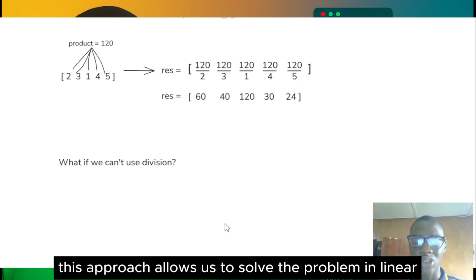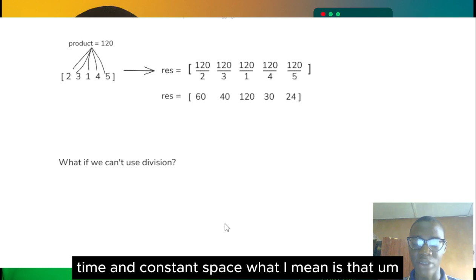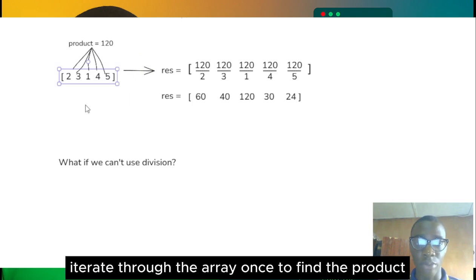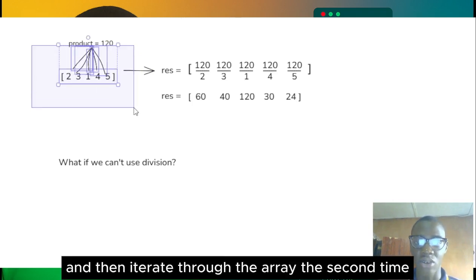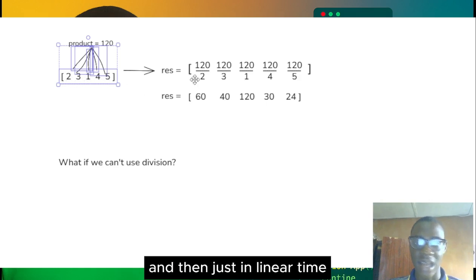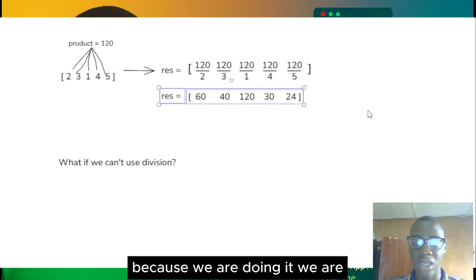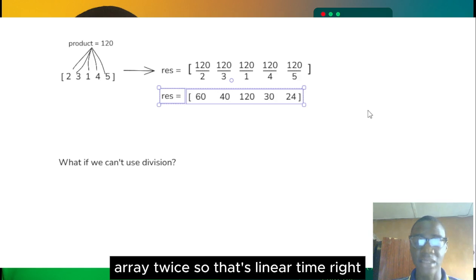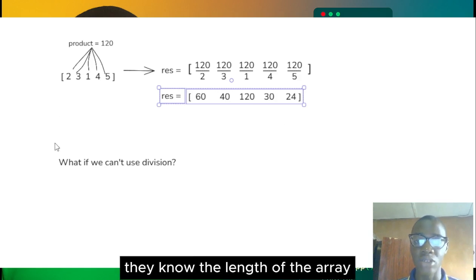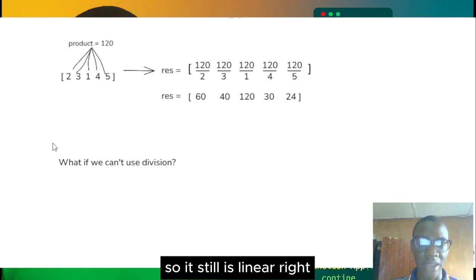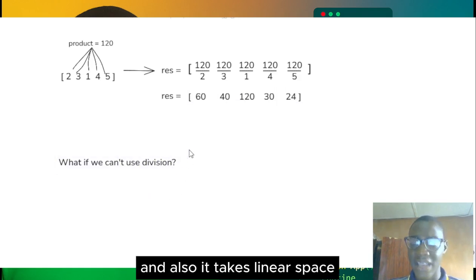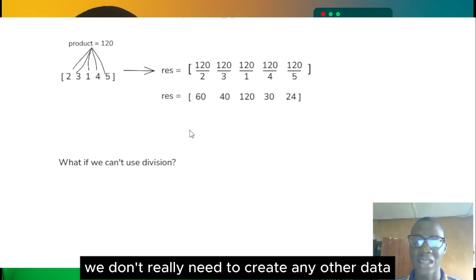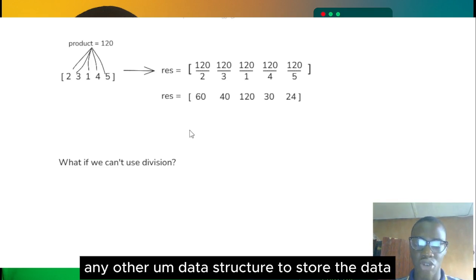This approach allows us to solve the problem in linear time and constant space. What I mean is that all we have to do is iterate through the array once to find the product, and then iterate through the array a second time to keep dividing by each element. Because we are iterating through the array twice, that's 2n, where n denotes the length of the array, so it is still linear time. It also takes constant space, in the sense that we don't need to create any other data structure to store the data.